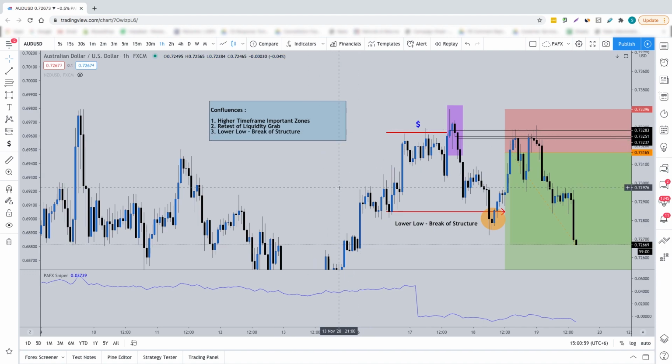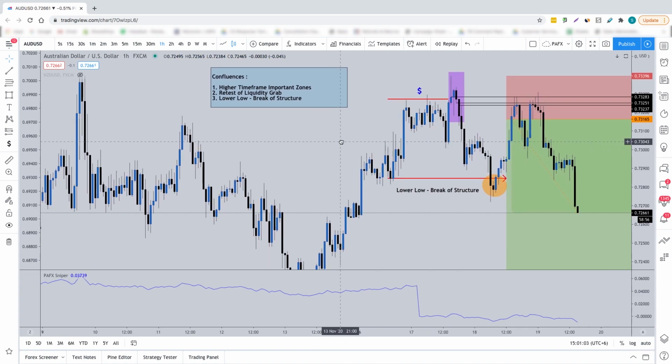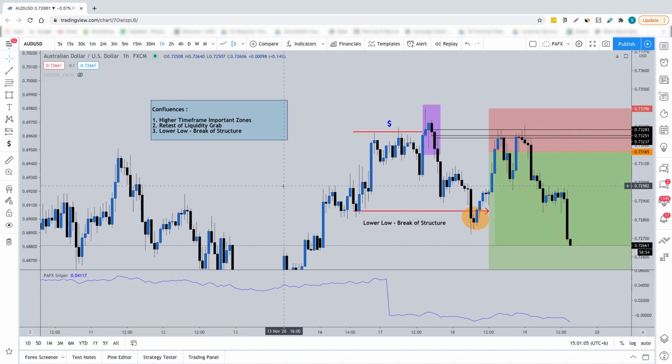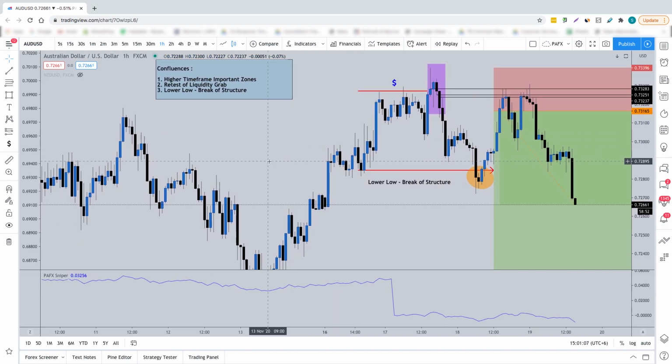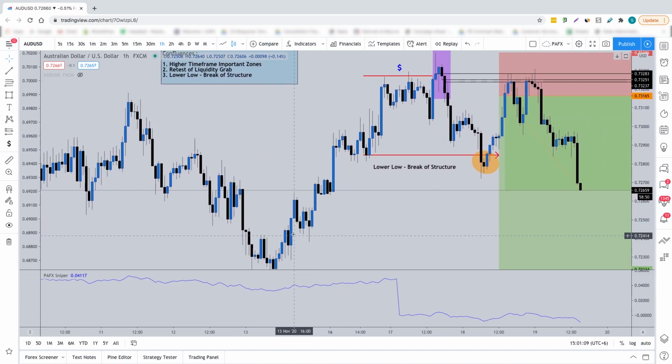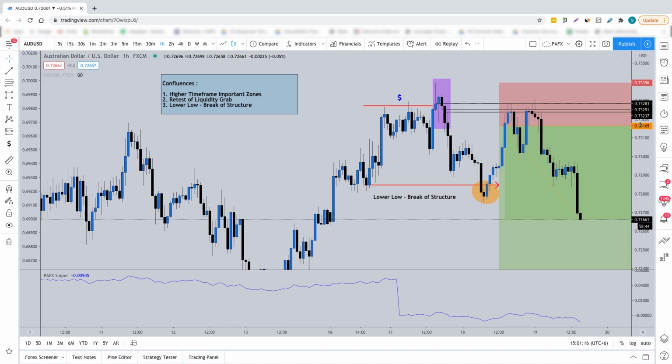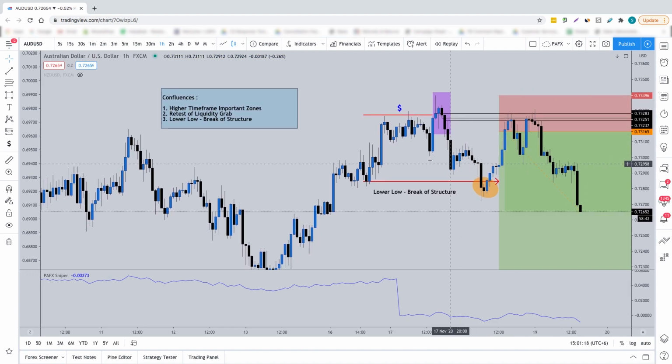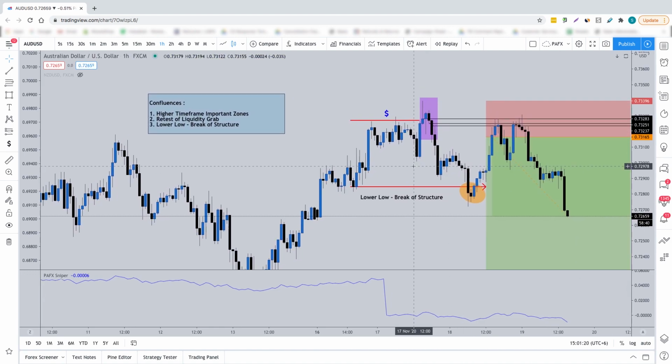Moving on, confluence number 3 was the lower low break of structure. So what is a lower low and what is a break of structure? When price trends, it tends to move in a certain pattern. That pattern is higher highs and higher lows if price is bullish. If price is bearish, price moves in lower highs and lower lows.